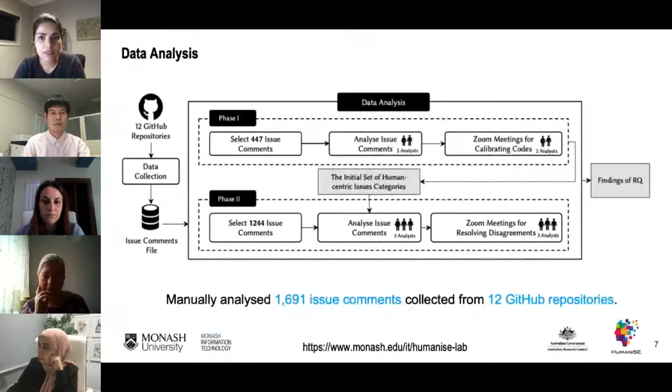We collected all the issue comments in 12 diverse projects and took a representative set of 1,691 issue comments for our manual analysis. We then completed the study in 2 phases, with 2 analyzers in the first phase and then 3 in the second phase, to come up with a taxonomy and to be able to label human-centric issues in different categories.